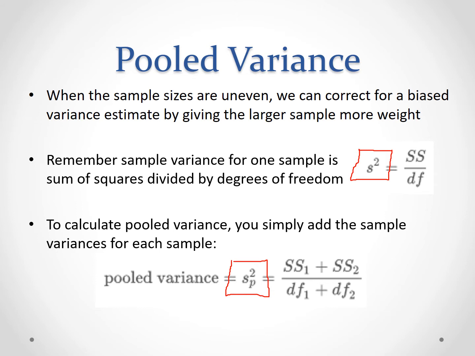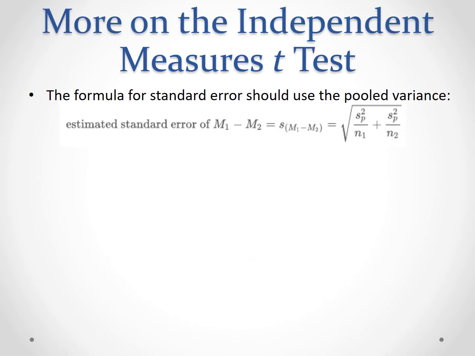Once I get my pooled variance, I'm actually going to use that to calculate the estimated standard error. You'll notice that instead of the variance for group 1 and the variance for group 2 in the formula, I'm actually using the pooled variance for both of them. So this is the same formula that you saw 2 slides ago. The only difference is that pooled variance has replaced individual variances.